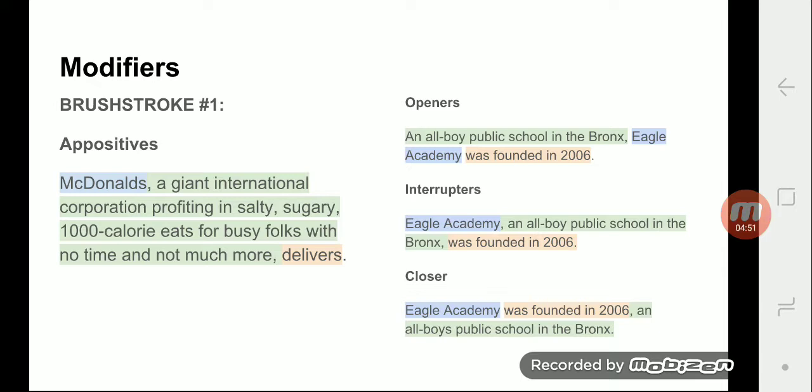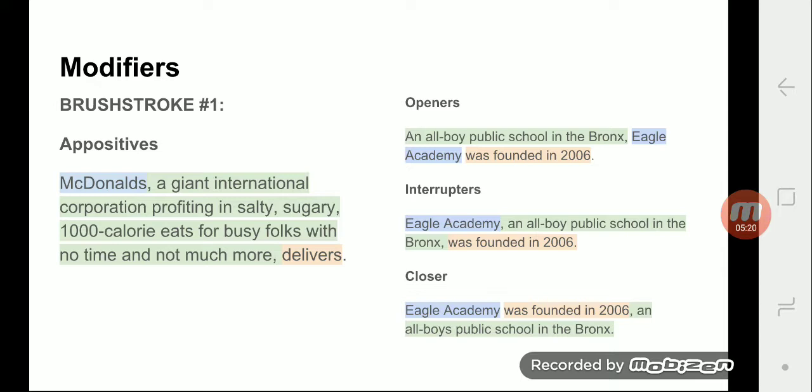Quick reminder, there's three basic places in any basic sentence for modifiers. There's openers: an all-boys public school in the Bronx, Eagle Academy was founded in 2006. There's interrupters: Eagle Academy, an all-boys public school in the Bronx, was founded in 2006. Closers: Eagle Academy was founded in 2006, an all-boys public school in the Bronx.